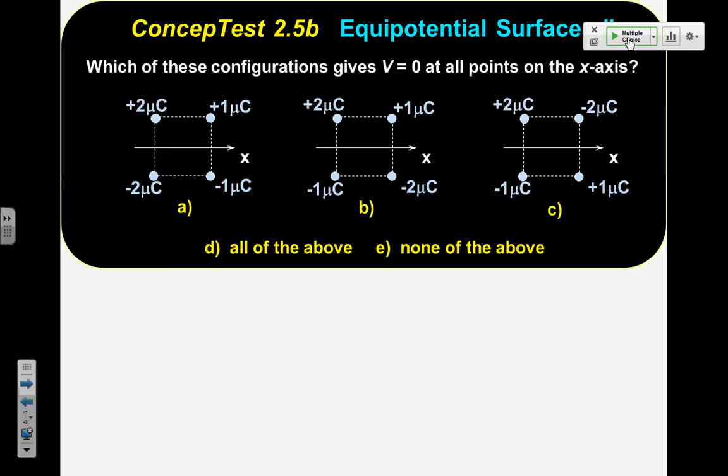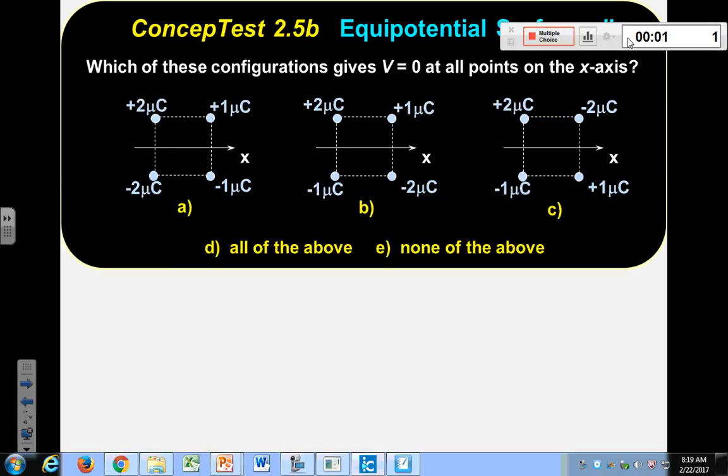Okay, this one's similar but a little bit different. I have these configurations, and which of these give me a potential equal to 0 at all points on the x-axis? So as I move along the x-axis, is the potential always 0 at those points due to these configurations of charges? And really what you're asking yourself is, on that x-axis, are you equidistant from equally but oppositely charged objects? You have to be equidistant at all points along that x-axis.